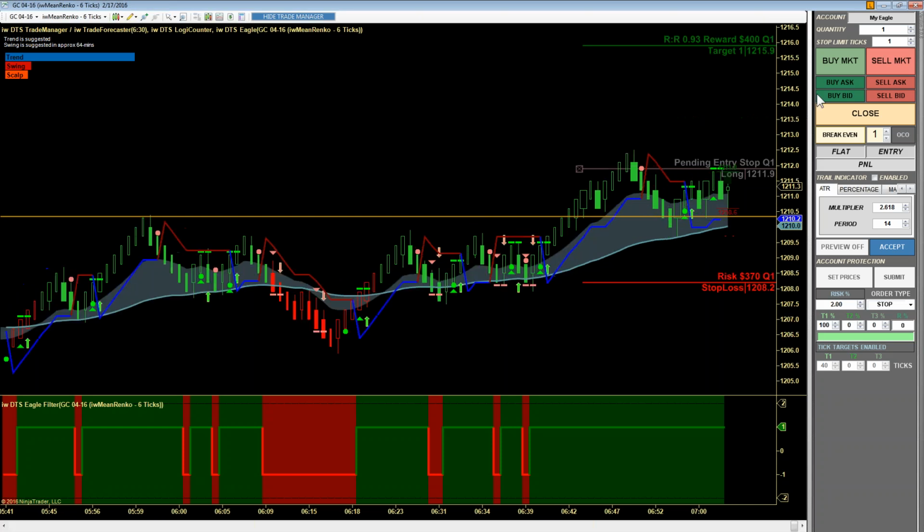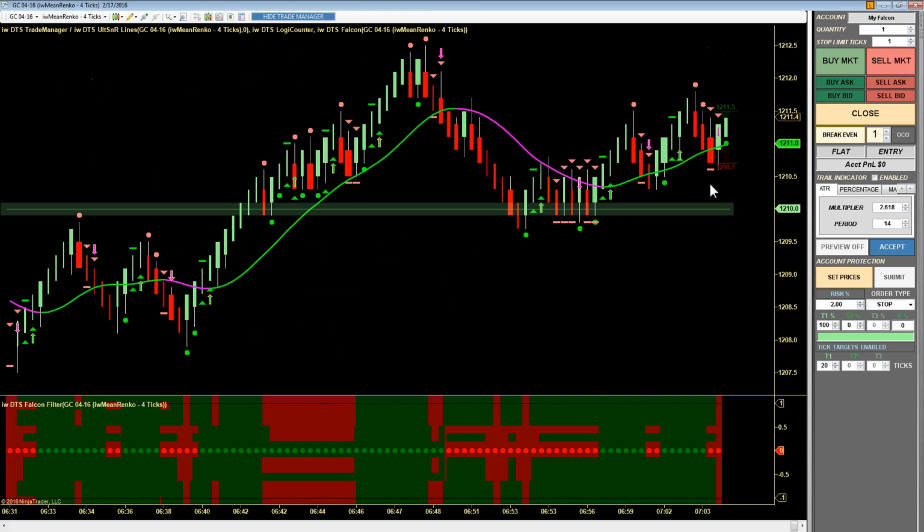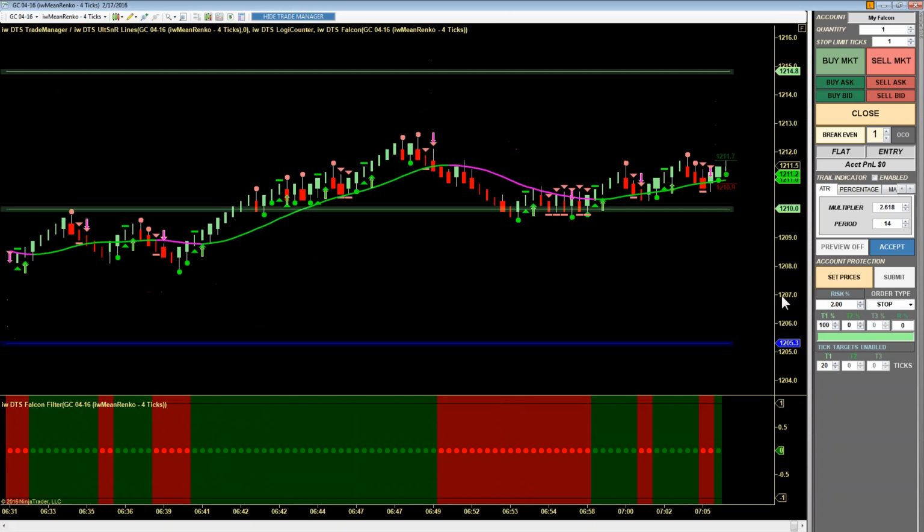Oops, wrong tool. I was looking for my support and resistance lines. I happen to have those on the Hawk or the Falcon. So we took a nice little bounce here off of the secondary resistance. Yeah, see, 12.15, next probable resistance zone.